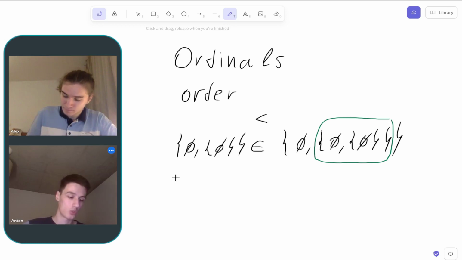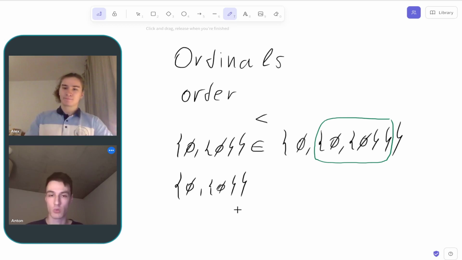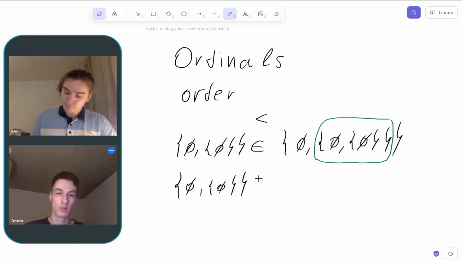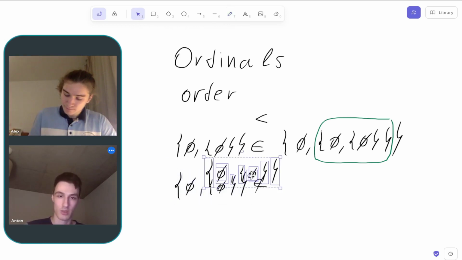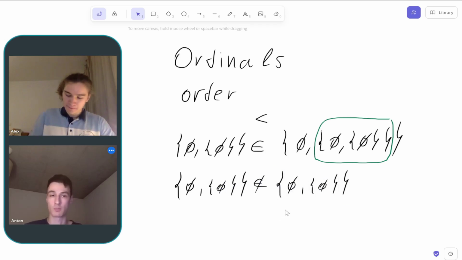Okay, so the other thing we need is that an ordinal is actually not contained within itself, right? Because it is a set of all previous ordinals. So it is not contained within itself, so to say. And I can write it down like this. I hope you guys agree with that.